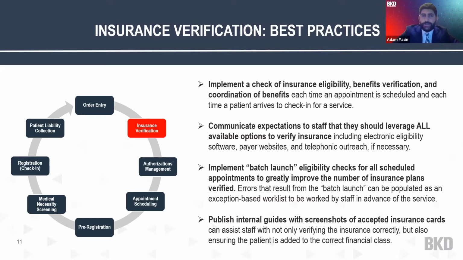In addition, expectation communication is going to be really important to staff, that they should leverage all available options to verify insurance. So electronic eligibility software is common for most hospitals and health systems, but when those aggregation sites are down or when there are issues, oftentimes we just kind of throw our hands up and say, come on in.